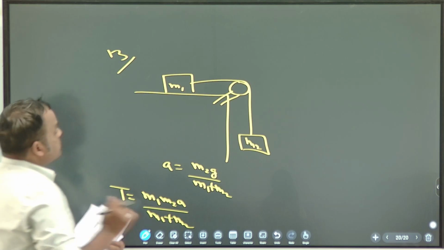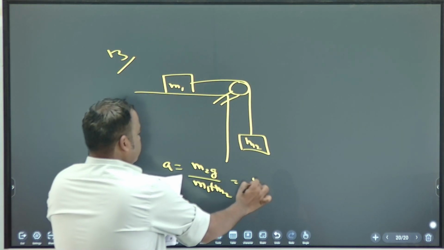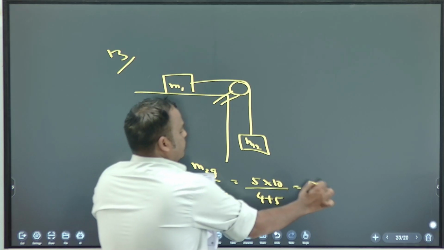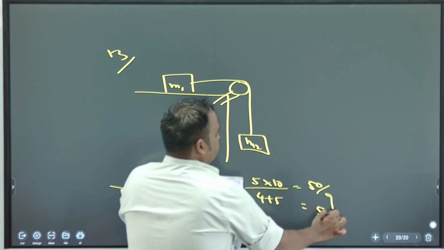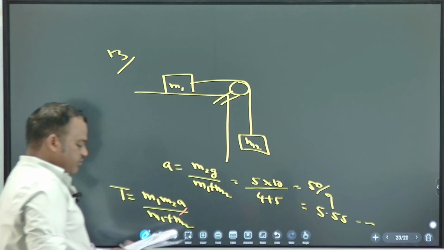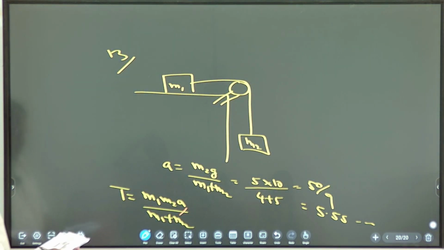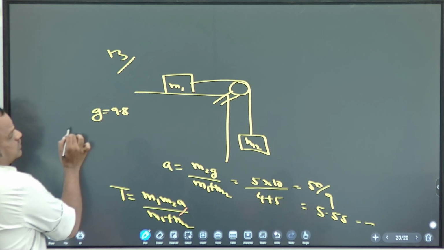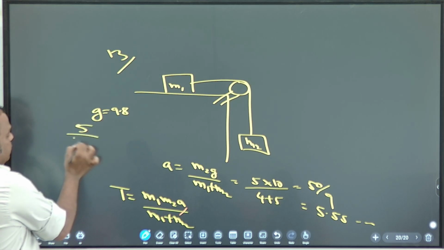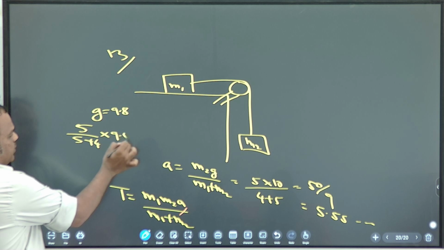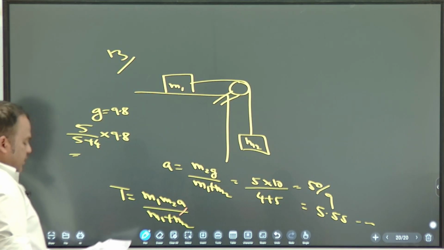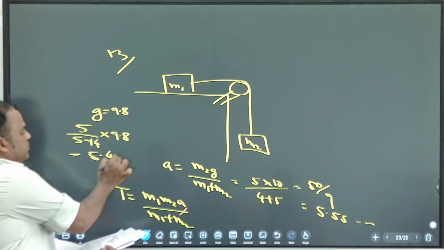So they are asking for acceleration. So M2 is 5. So 5 into 10 by 4 plus 5. So 50 by 9, which means 5.55. Note down. So why is the exact answer not matching? You take the G value as 9.8. If you take G as 9.8, you will get the exact answer. So 5 by 5 plus 4 into 9.8. Solve this, you will get the exact answer, 5.44. Okay, 5.44.